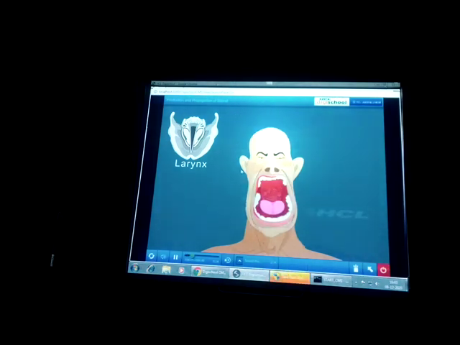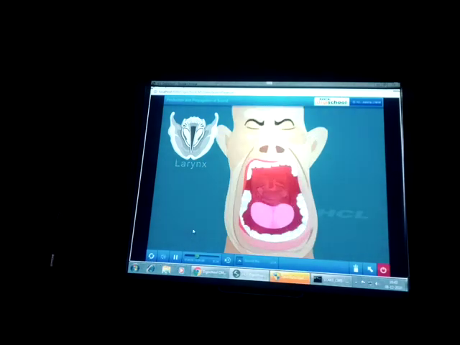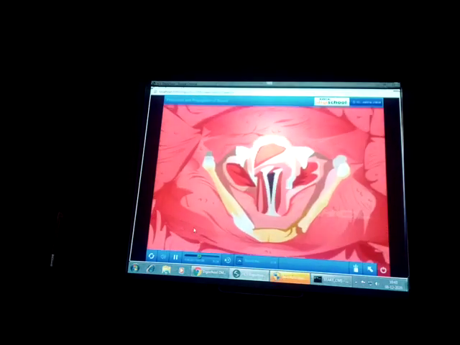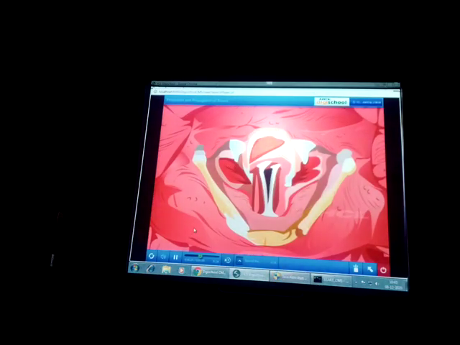In humans, sound is produced by a voice box called the larynx. The larynx has a pair of vocal cords that form a V-shaped opening. When a person speaks, the vocal cords come together and produce sound by vibrating.